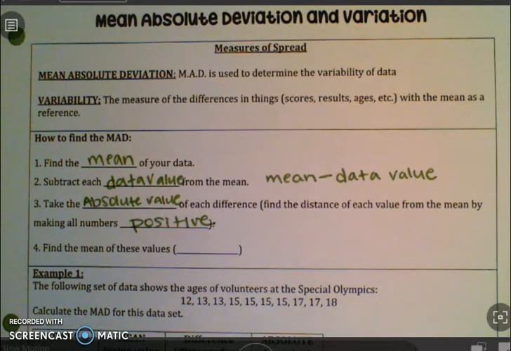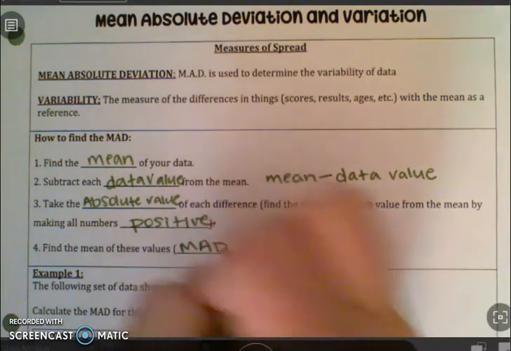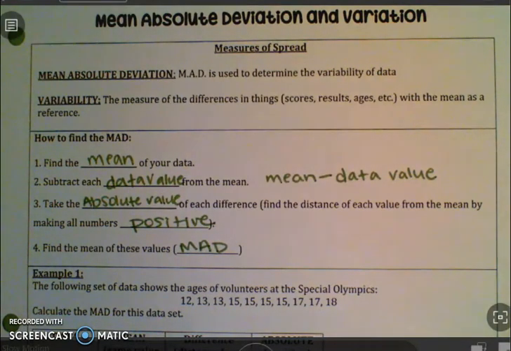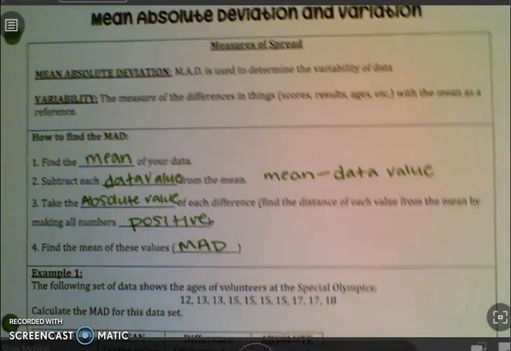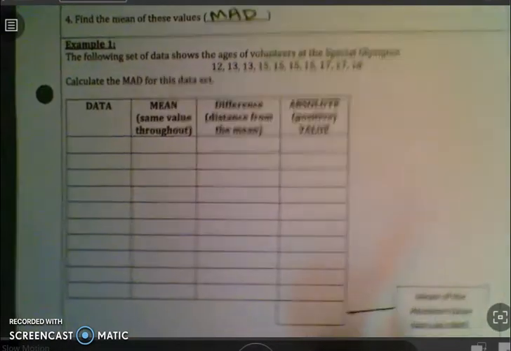And then number 4 says find the mean of these values. That's the MAD. So you're finding the mean, subtracting the mean from each one, making sure all the numbers are positive, and then finding the mean again. So let's go ahead and try our practice problem.